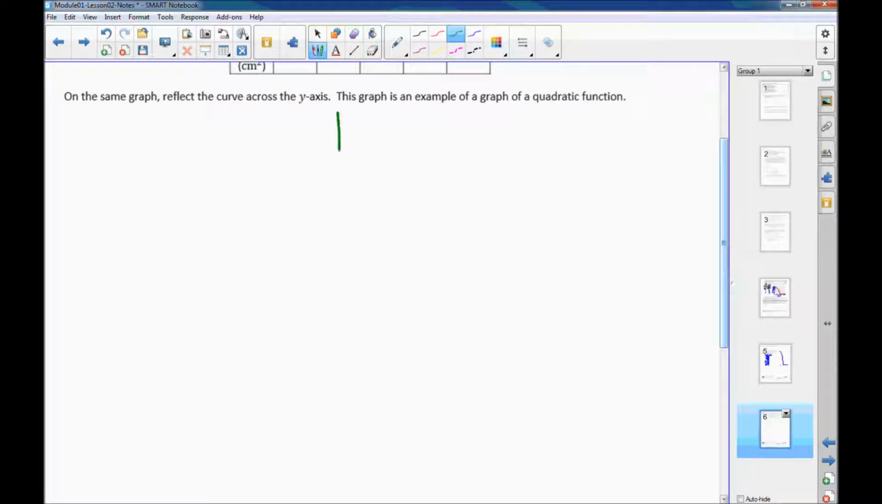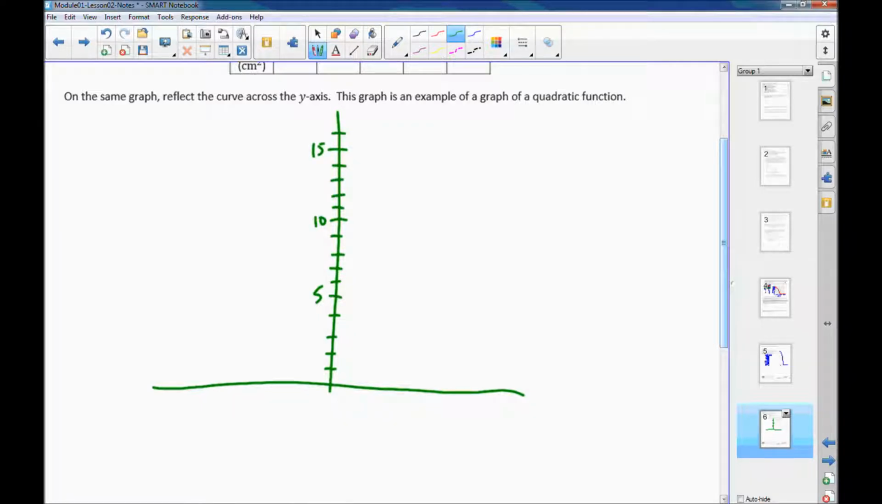Okay? So let's make our x and y axis here. We have to go up to 16. So 1, 2, 3, 4, 5, 6, 7, 8, 9, 10, 11, 12, 13, 14, 15, and then there's 16. Okay? And then we're going to do this one. Remember, this is going to be our area here for our y-axis. And then our x-axis, we have 1, 2, 3, 4, 5. Okay? And let's plot some points.